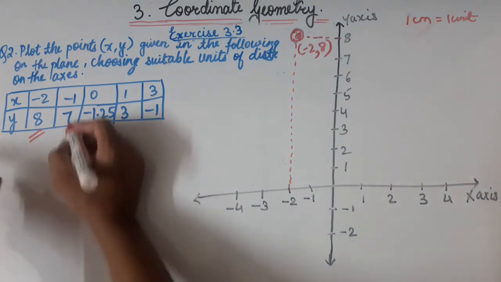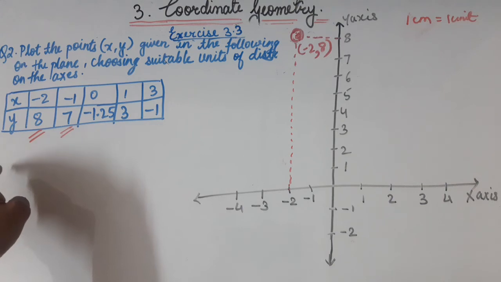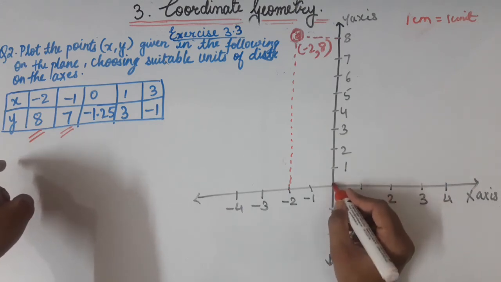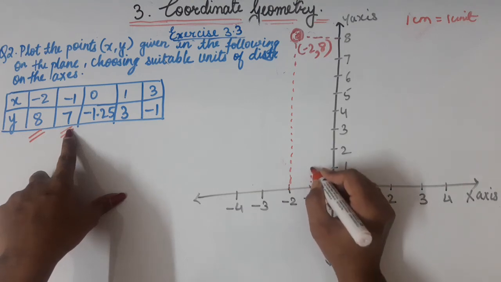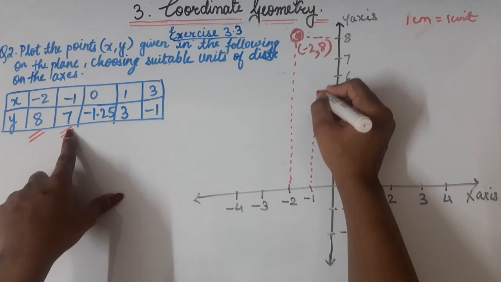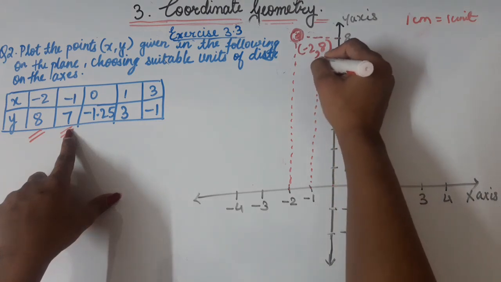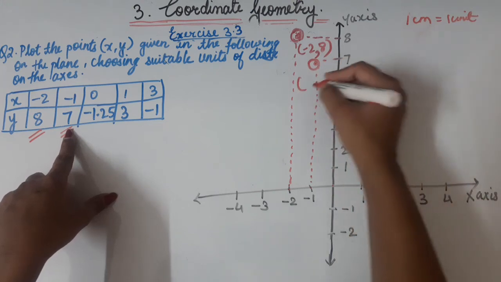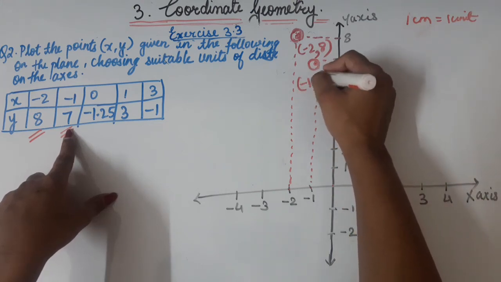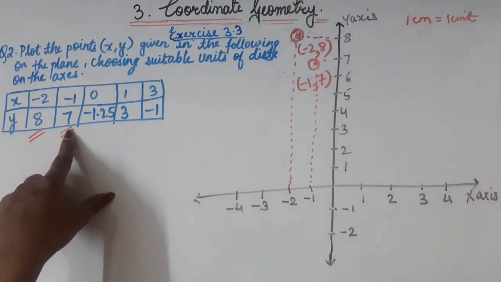Then the second point is (-1, 7). So from the origin, minus 1, you will go to the left, and the y coordinate is 7, so you will go up by 7 units. You will reach here, and this is your point (-1, 7). This is the point (-1, 7).